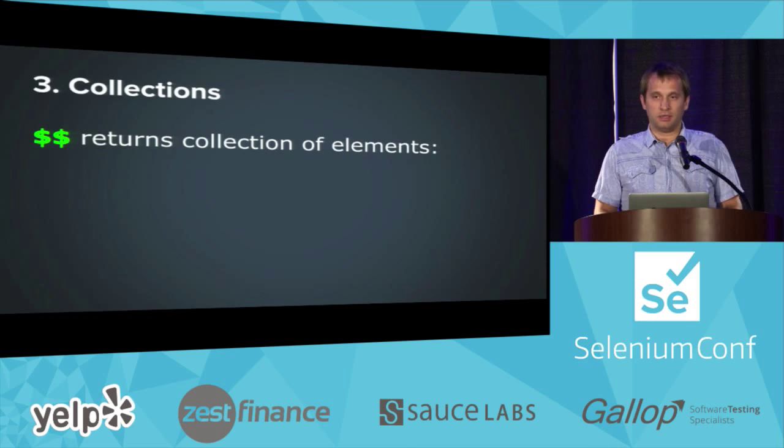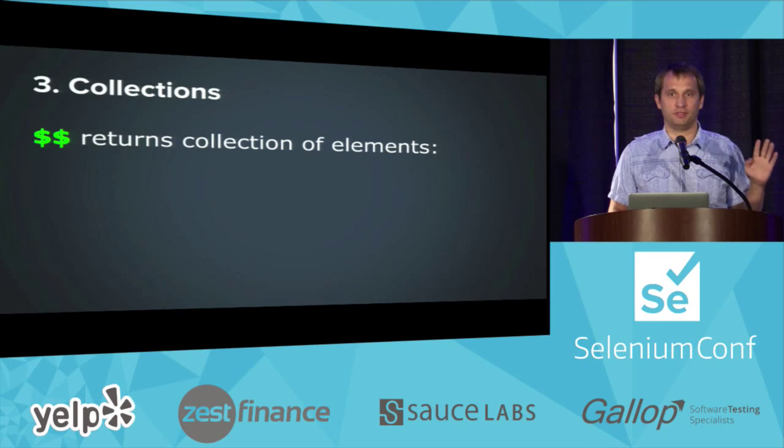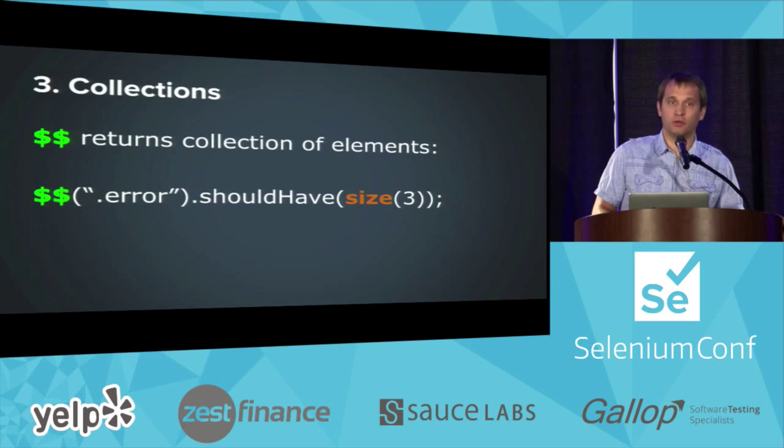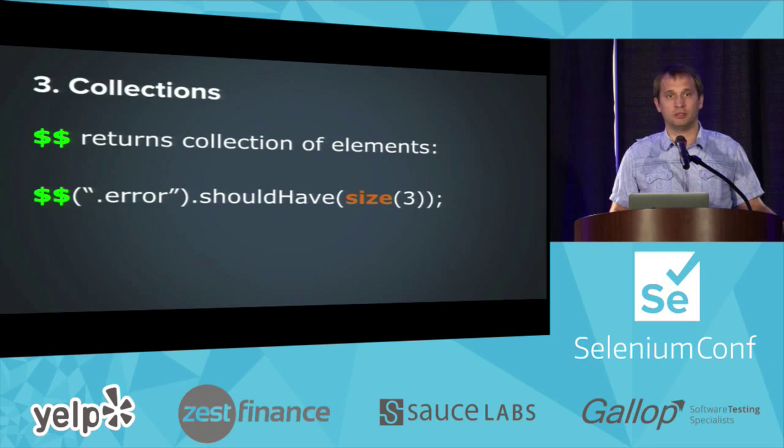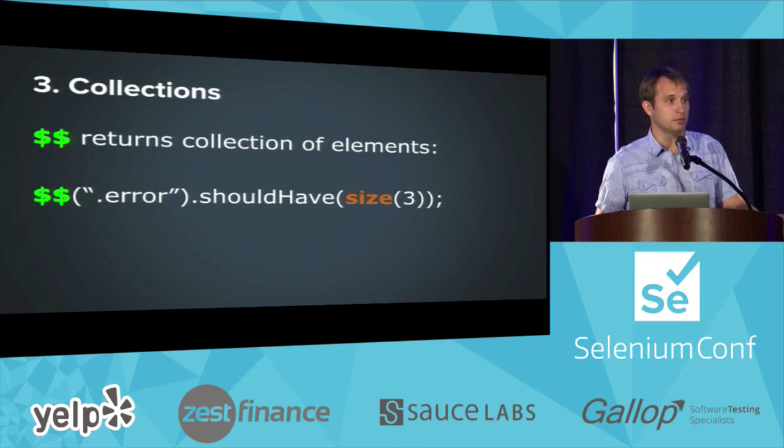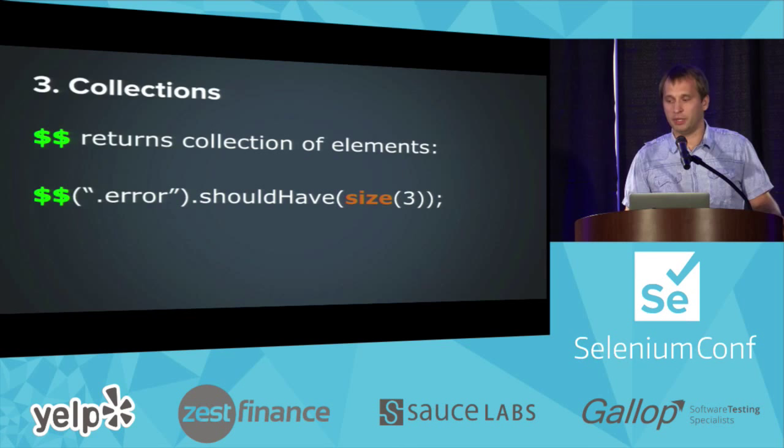Selenide allows you a very convenient way of working with collections. If $1 returns one element, $2 returns a collection of elements, all matched elements. And you have plenty of convenient methods for working with collections. For example, you can write collection should have size, and Selenide will check that this collection has 3 elements. And again, it will wait a few seconds if needed. If this collection is loaded with Ajax, it will wait until the collection gets 3 elements.